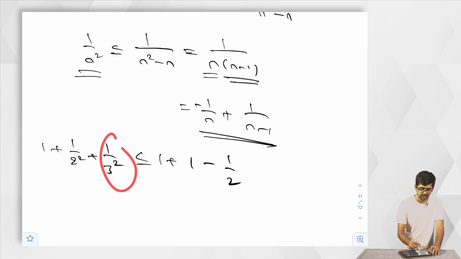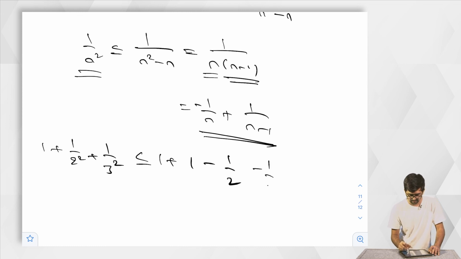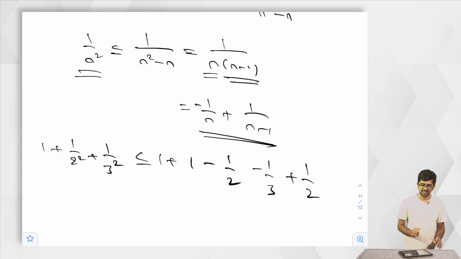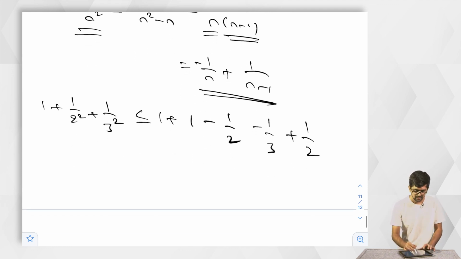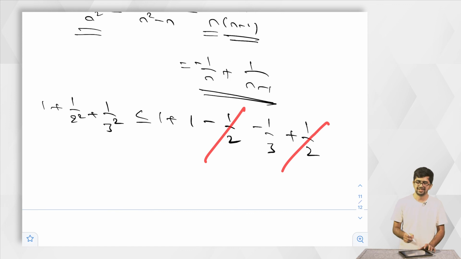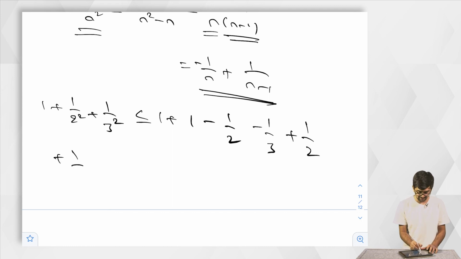For n equal to 3, I should write minus 1 by 3 plus n equal to 3 is what? 3 minus 1 is 2, so this is 1 by 2. So at this stage, observe the following: that these two get cancelled out. Let us try for 4 also. What is the hurry? Let us do it very slowly.